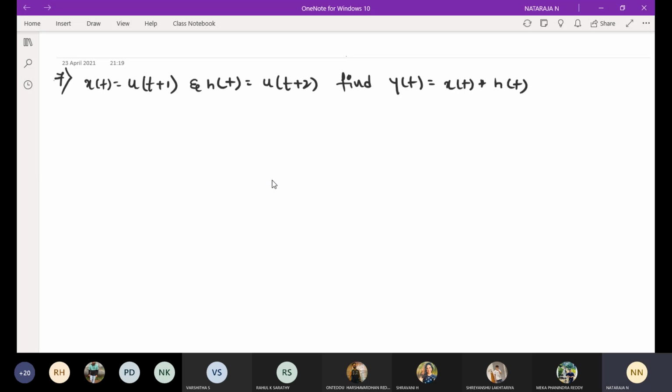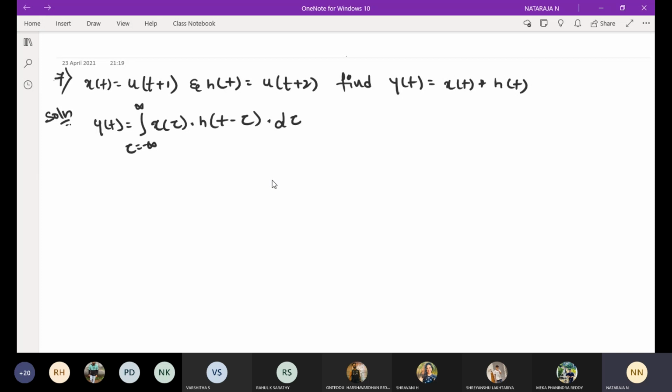Okay, those who are absent for the last class, please go through it once. I will solve this problem. Solution: y of t is equal to integral from tau equals minus infinity to infinity of x of tau into h of t minus tau d tau, which is my standard equation for the convolution integral.